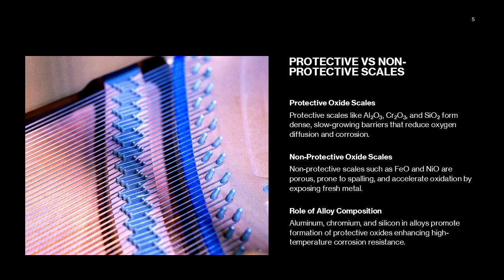Non-protective scales, including FeO and NiO, are porous and prone to spalling, which exposes fresh metal to oxygen and accelerates oxidation. The formation of protective oxides depends on alloy composition, particularly the presence of aluminum, chromium, and silicon. These elements are deliberately added to steels and superalloys to enhance oxidation resistance. Understanding the distinction between protective and non-protective scales is crucial for material selection and design in high-temperature environments.